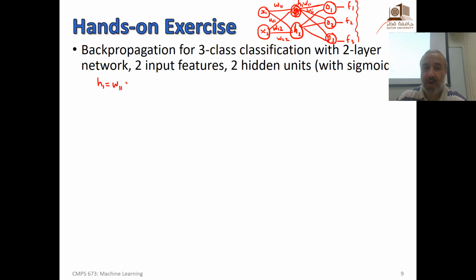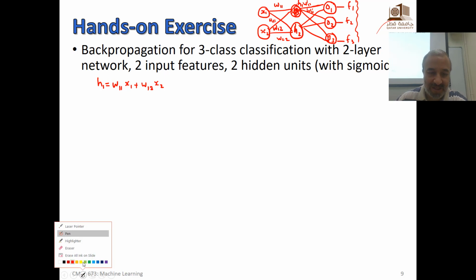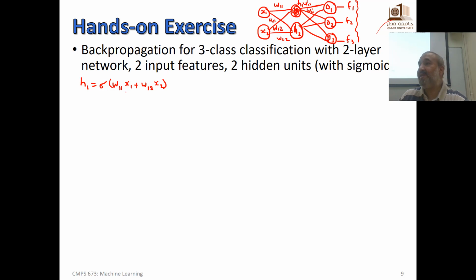Yes, W11 X1 plus W12 times X2. That's the sigmoid of that, right? So that's the sigmoid, sigma of this. This is H1. Then knowing this now, how can we draw it? We draw the computation graph for it.